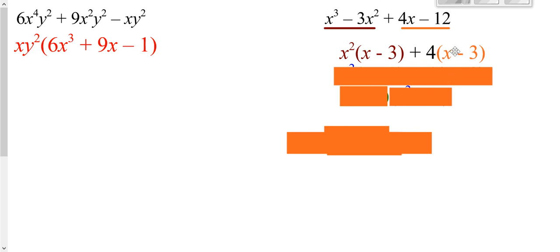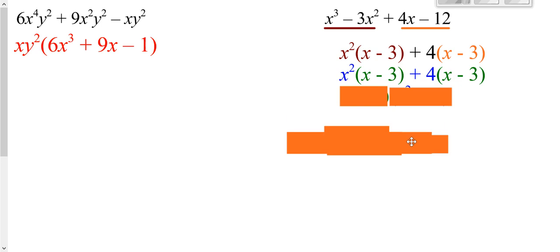You'll notice both sets of parentheses are the same, which is good. So what we have here in green of an x minus 3, that's like your common factor. You pull that out. Now that that common factor is pulled out, you're left with just this x squared, and you're left with a plus 4.